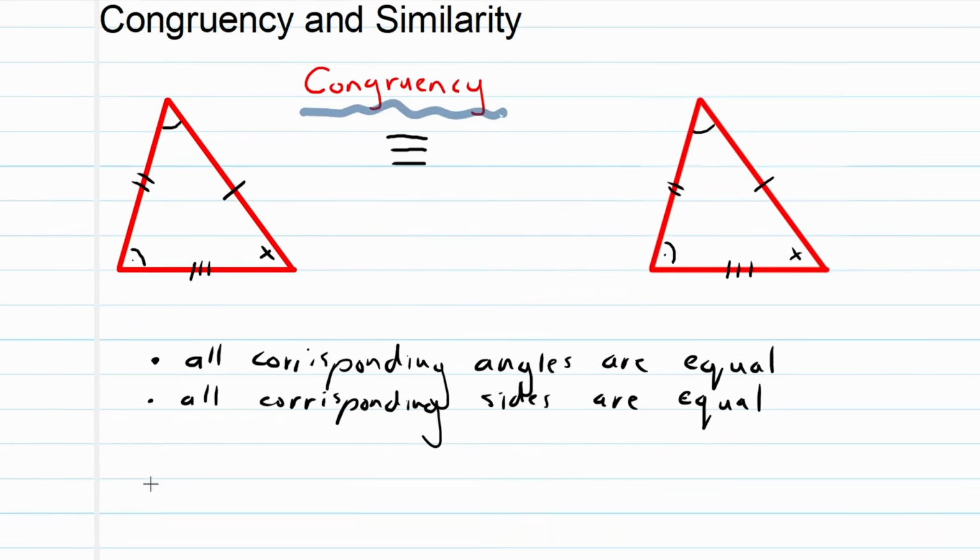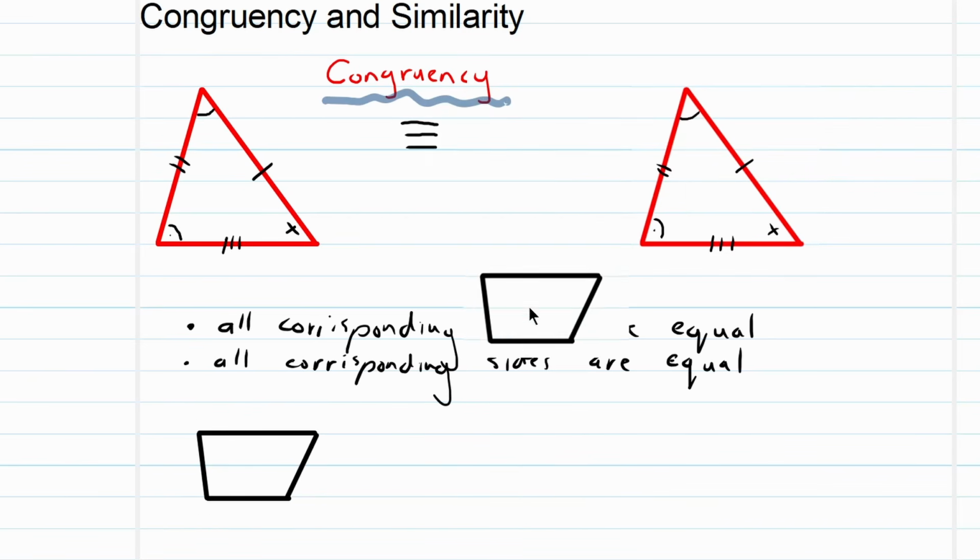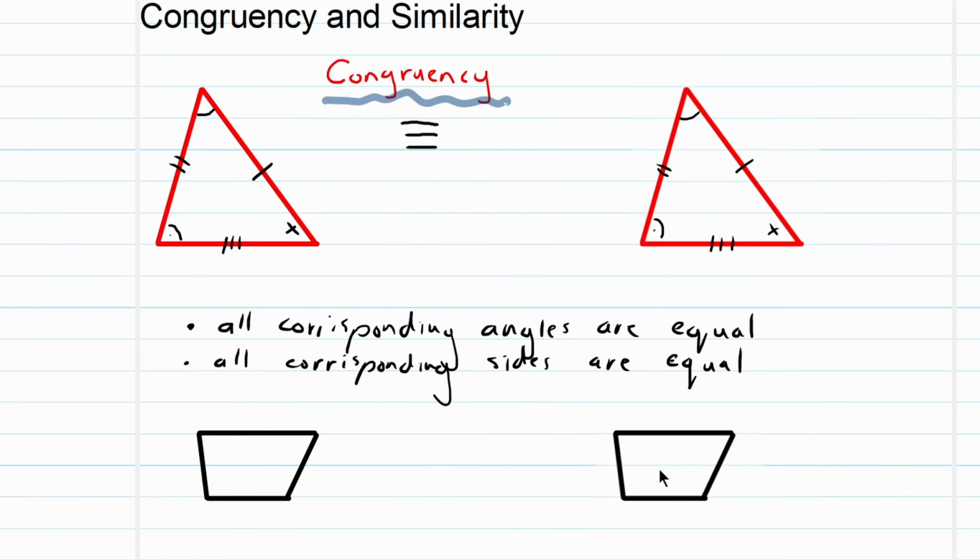If I would quickly just take an example of using a quadrilateral, any quadrilateral like this, and again, that is when they are exactly the same. These two shapes are congruent. All corresponding angles are equal, and all corresponding sides are equal.